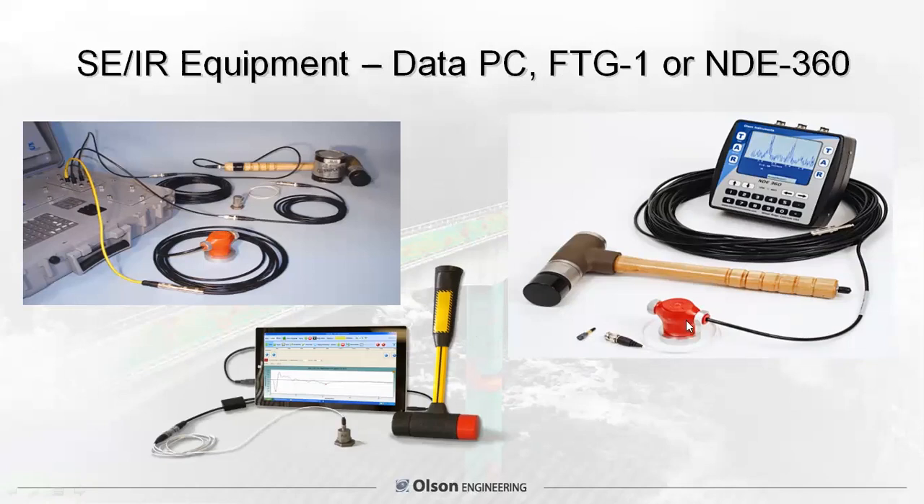The NDE 360 can do the same test. And then the FTG simplifies it, using a tablet or a laptop as essentially the data acquisition platform. So it's just a small module accelerometer and, in this case, a dumb hammer. This would be a hammer that's not instrumented.